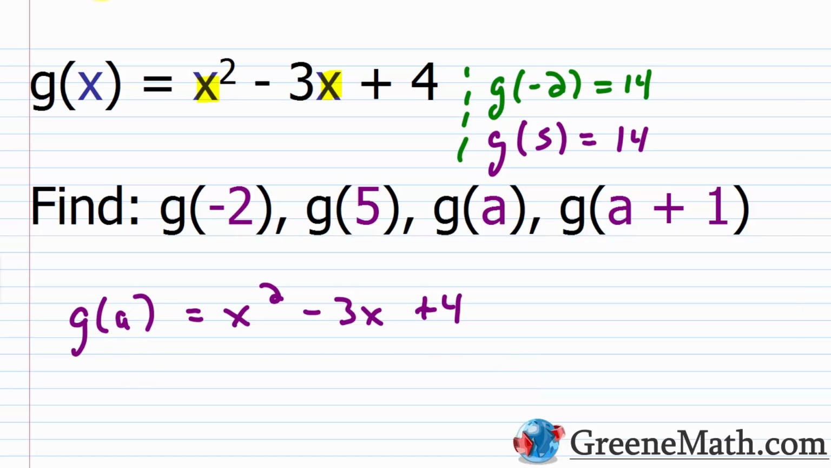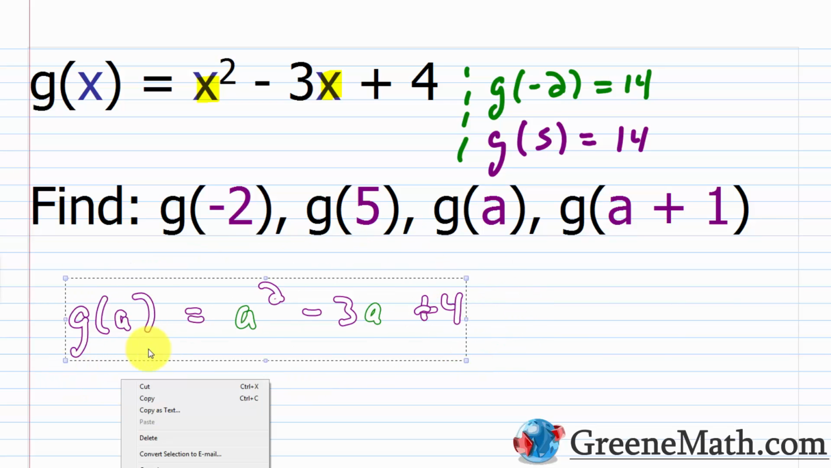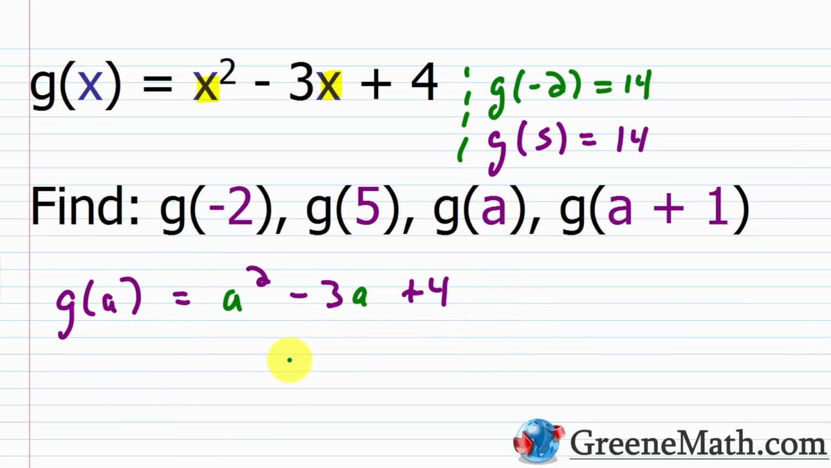Okay, don't let this confuse you. Whatever they give you inside the parentheses, plug it in for the independent variable. Okay, so I'm just going to replace this with a, and I'm going to replace this with a, and g of a is just equal to a squared minus 3a plus 4. That's all it is. All right, so let me kind of slide this up, and let's look at the last one. So now we have g of the quantity a plus 1.